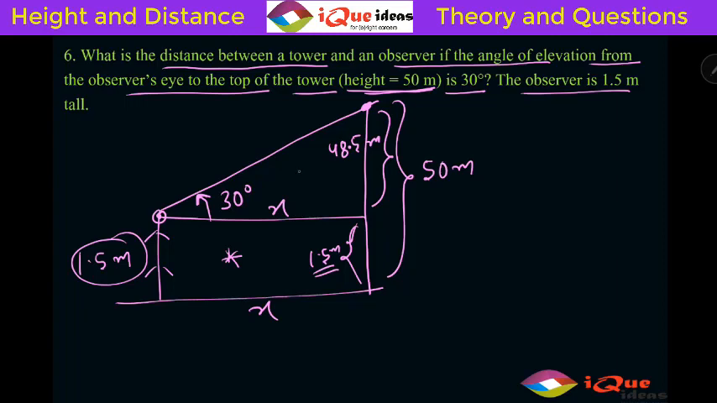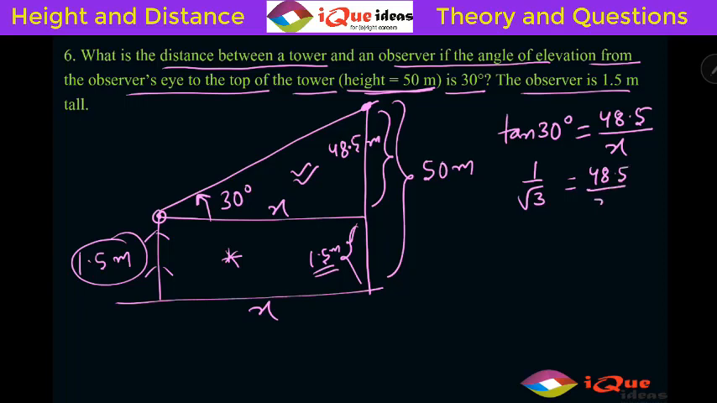Okay. Now look at this triangle here. In this triangle, if you apply tan 30 degree, it will be equal to the opposite side to 30 degree, 48.5, divided by x. Now tan 30 degree is 1 by root 3. So 1 by root 3 equal to 48.5 by x. From here, if you multiply crosswise, you will get x equal to 48.5 root 3 meter.